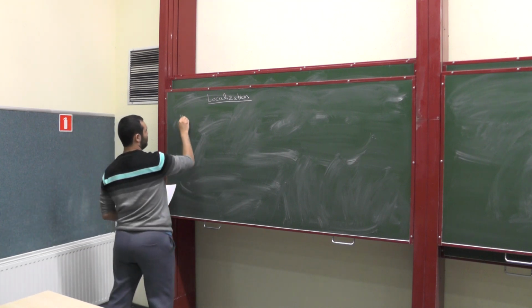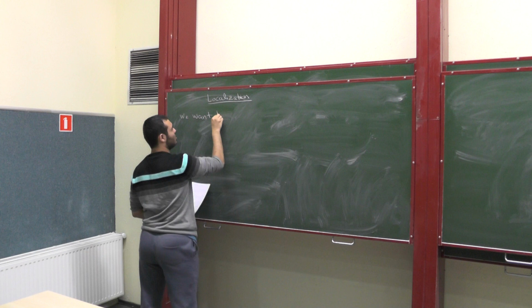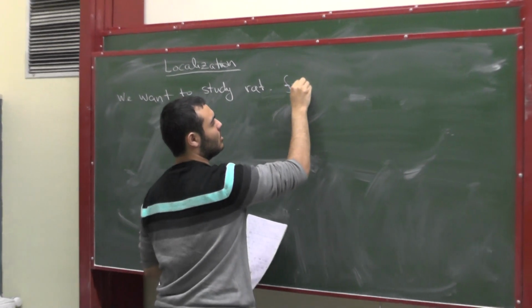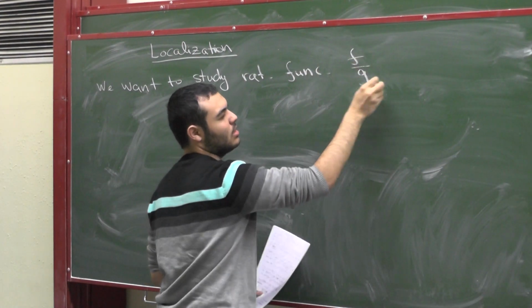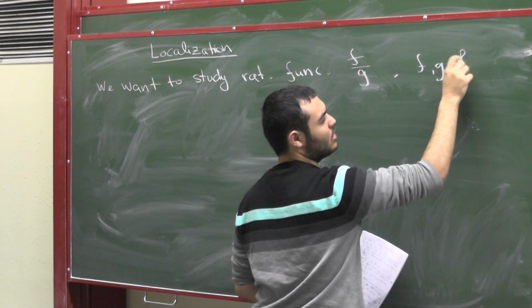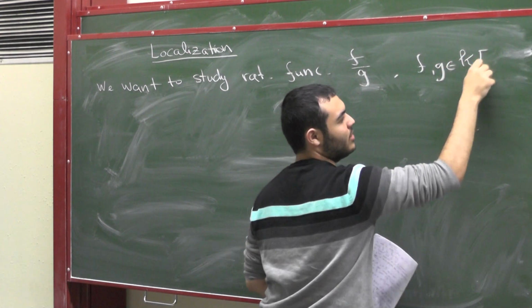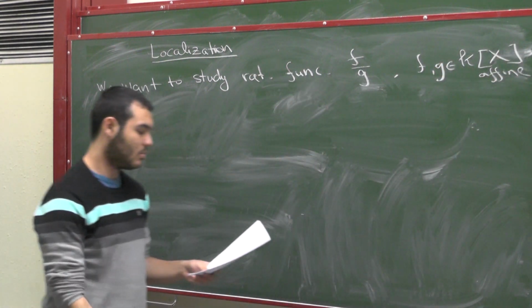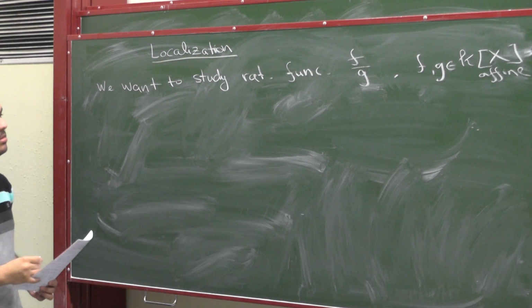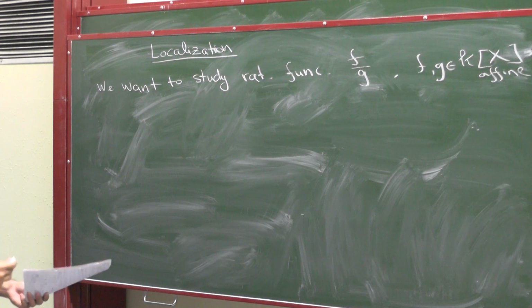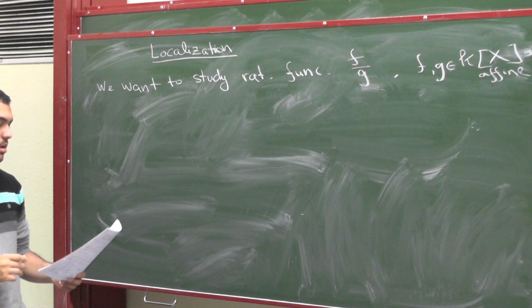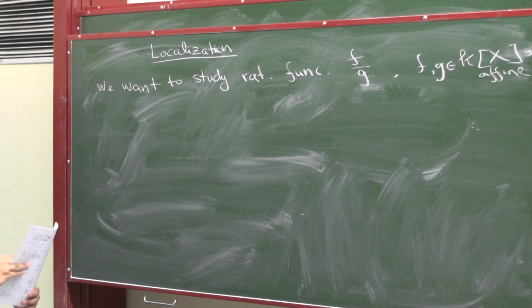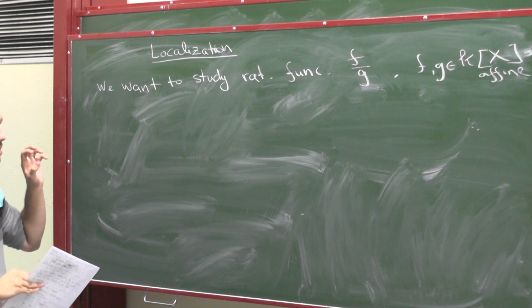So we want to study rational functions f over g, when f and g are two functions on some affine variety, say X. It is hard to learn this globally because g is not well defined; g has zeros somewhere. But what we can do is restrict to a smaller neighborhood, and then we can look at functions that do not vanish in this neighborhood.